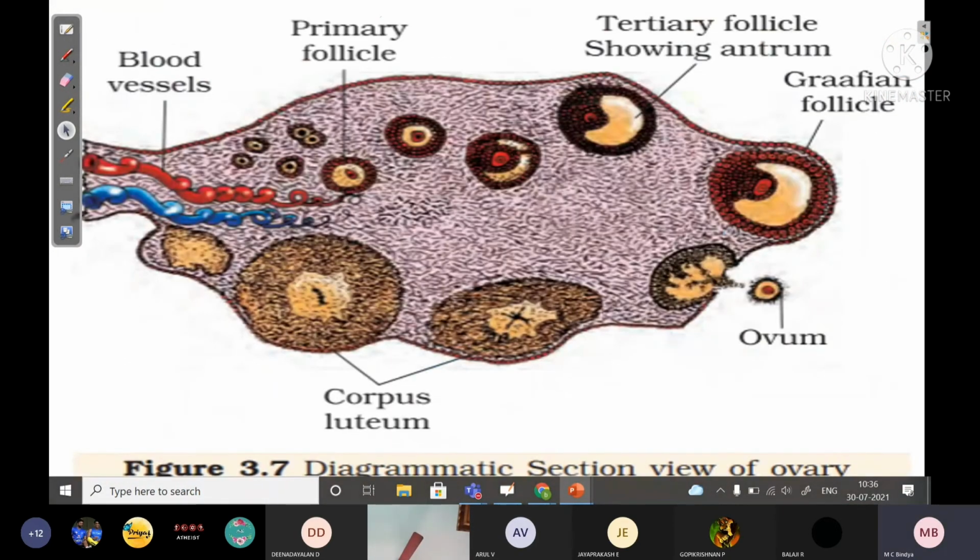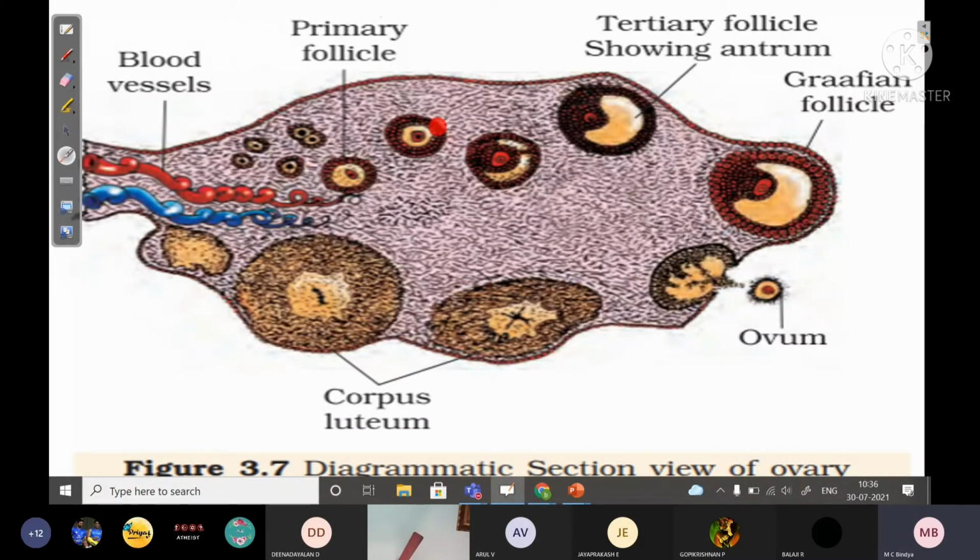So in the ovary, you can see these follicles. Ovary cells have got follicles. Primary follicle, secondary follicle, tertiary follicle. Then the tertiary follicle will become Graafian follicle, and it is a Graafian follicle that ruptures to form the secondary oocyte. Then the ruptured Graafian follicle will become corpus luteum.